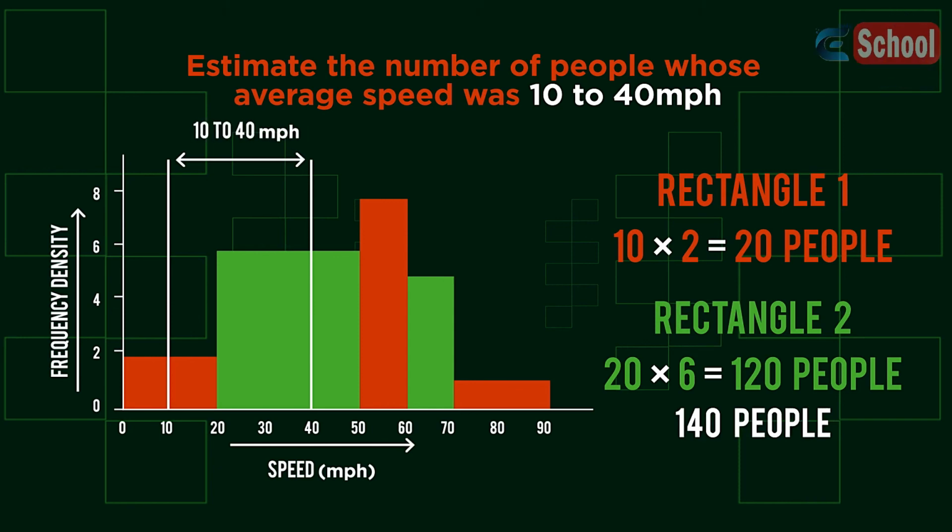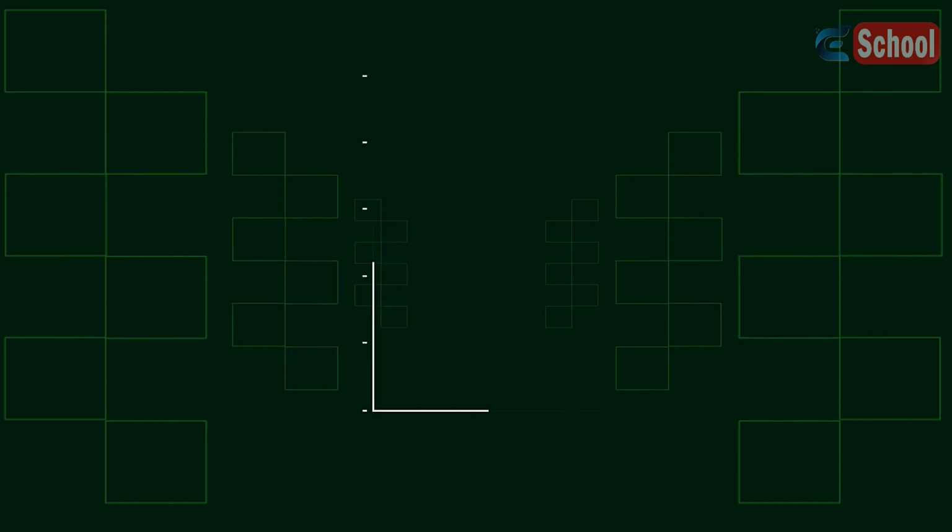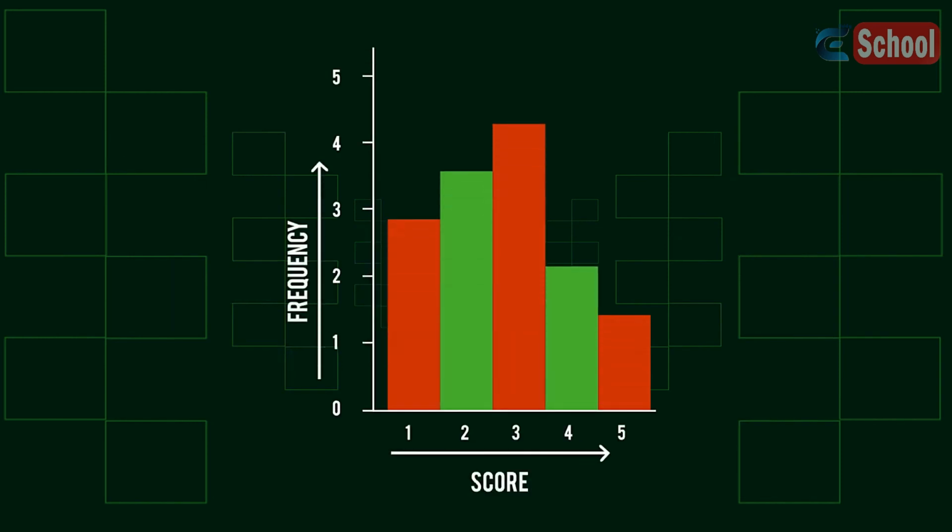It's important to remember that when you have different class widths, you need to plot frequency density on the y-axis. You can, however, have a histogram with frequency but the class widths must be even. These tend to feature discrete data such as shoe sizes and scores rather than continuous values.